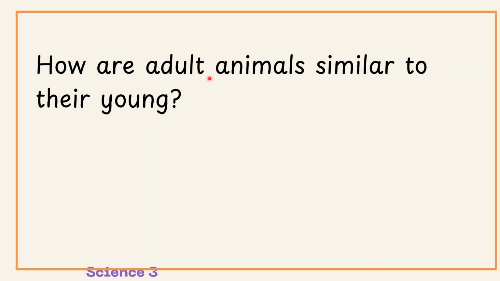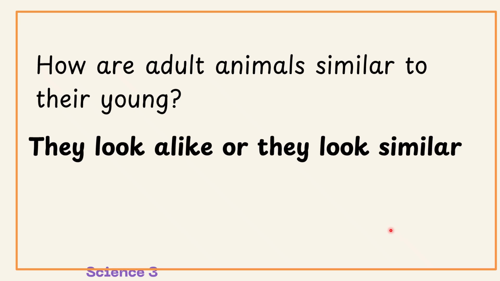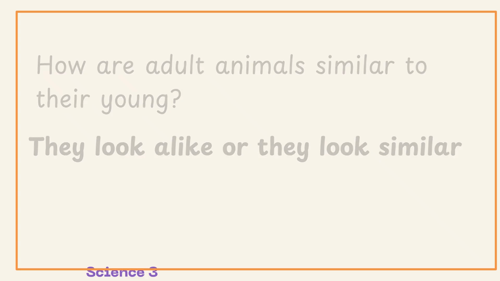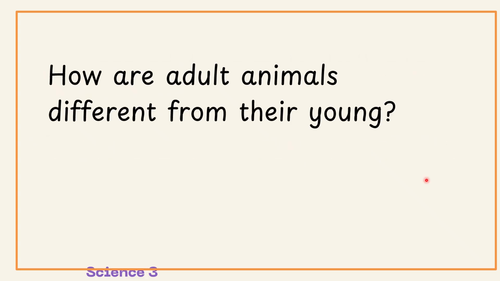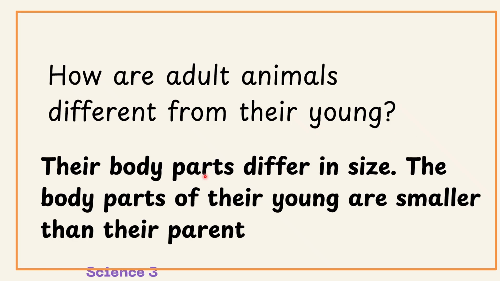How are adult animals similar to their young? They look alike or they look similar. How are adult animals different from their young? Their body parts differ in size. The body parts of their young are smaller than their parents.